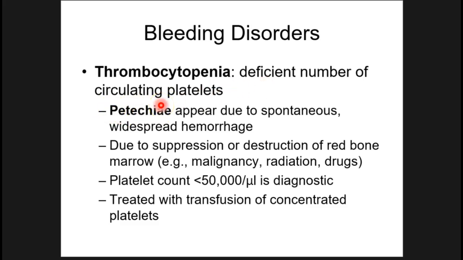Petechiae are little spots of burst blood vessels. They especially appear in areas that are rich in blood vessels, like on the nose. And they appear due to spontaneous widespread hemorrhaging. So it's a surface view of something that could very well be systemic. One context in which you will see this is chemotherapy. Destruction of red bone marrow from radiation, for example, for, let's say, leukemia treatment. That's probably your most frequent source for seeing thrombocytopenia clinically.